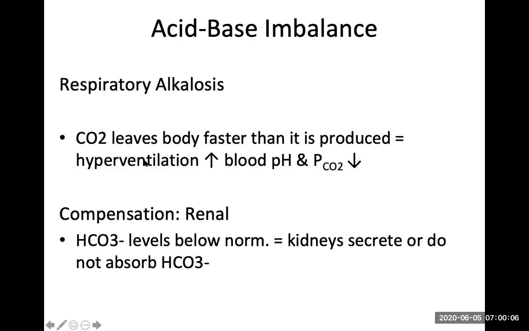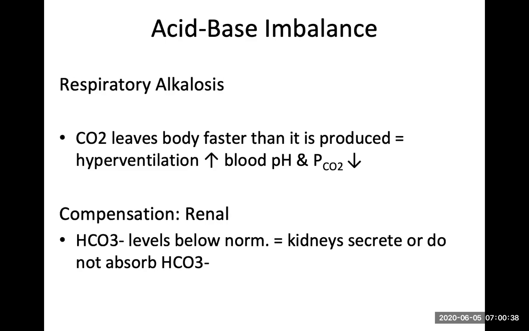When they get rid of too much CO2, that is a bad thing because that will increase their blood pH, making it more alkaline or basic. So this is respiratory alkalosis. This is characterized by an increased blood pH and a decreased pressure of CO2 relative amount in the blood. So if we have too much carbon dioxide leaving the body, that is also a bad thing because then we'll get a more alkaline or basic pH to our blood.